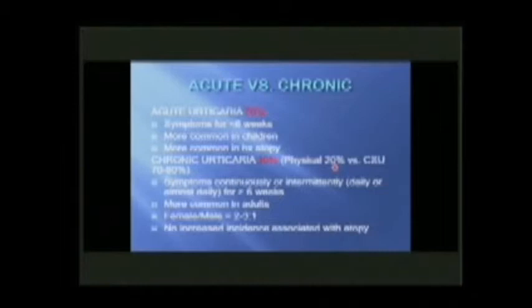So usually chronic urticaria is described as continuous or intermittent lesions. Typically they occur daily for longer than 6 weeks. This is a condition that's more common in adults, and there's a female preponderance, almost 2 to 3 to 1, so it's more commonly seen in women. And there's usually no history of allergies in these patients who present with chronic urticaria.